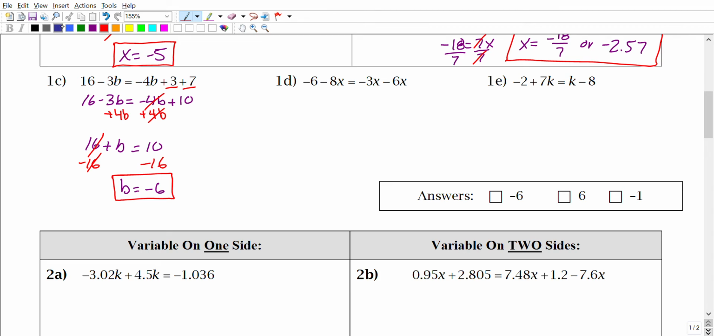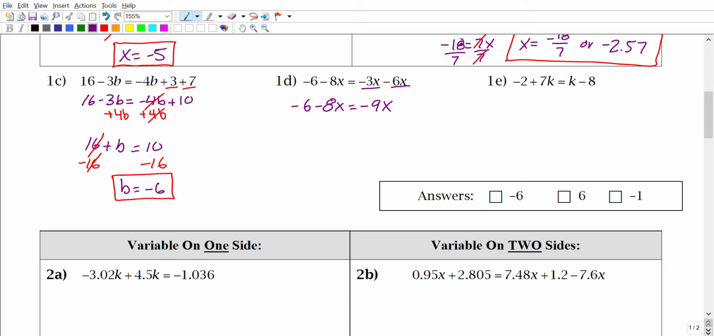All right, good. Let's go ahead and continue with this problem. So we have negative 6 minus 8x. Well, none of those can combine, so I'm just going to leave it like that. Equals negative 3x minus 6x. Right off the bat, I can see that these two are like terms, so I have to add them. So I get negative 6 minus 8x equals negative 9x.